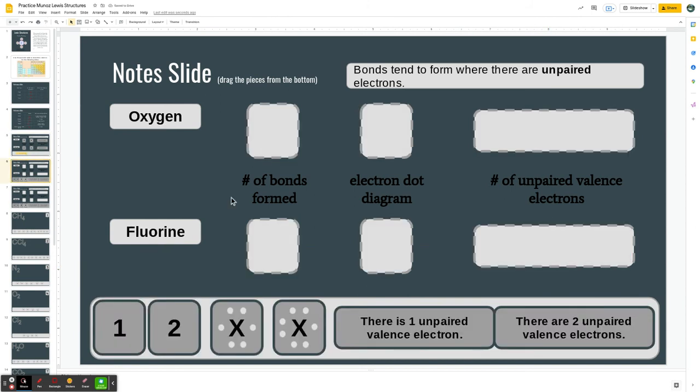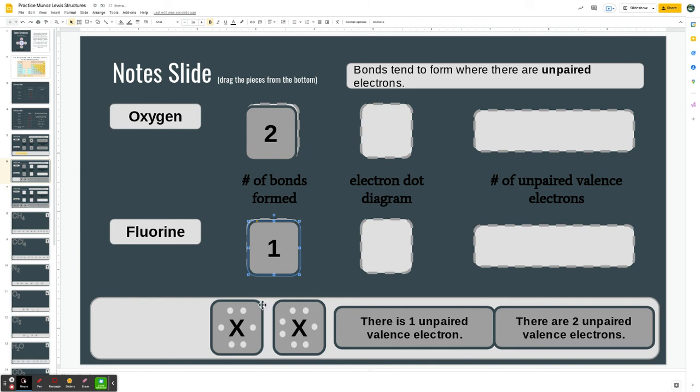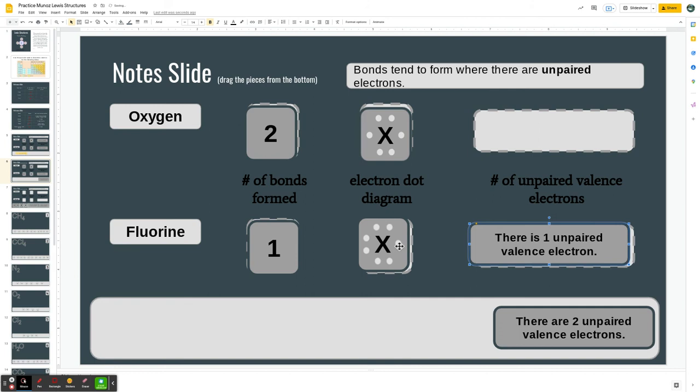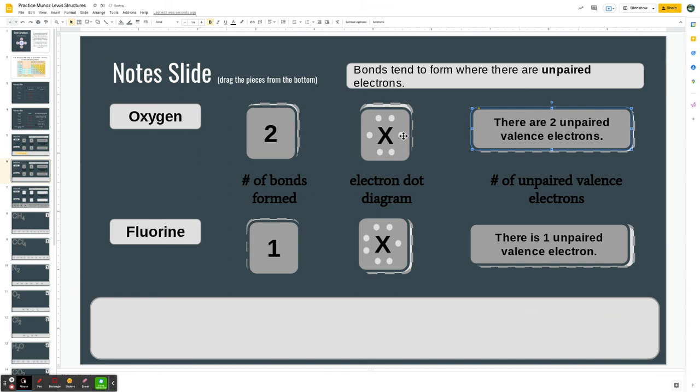This next slide, oxygen can make 2 bonds. Fluorine can make 1 bond. This is what oxygen looks like. This is what fluorine looks like. You see that fluorine only has the 1 unpaired electron. That's why it just makes 1 bond. Oxygen has the 2 unpaired electrons, 1 right here and 1 right here. That's why it makes 2 bonds.